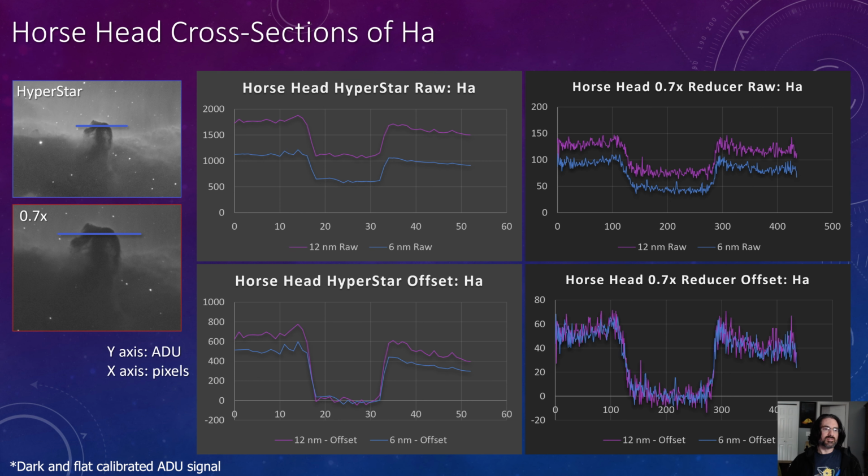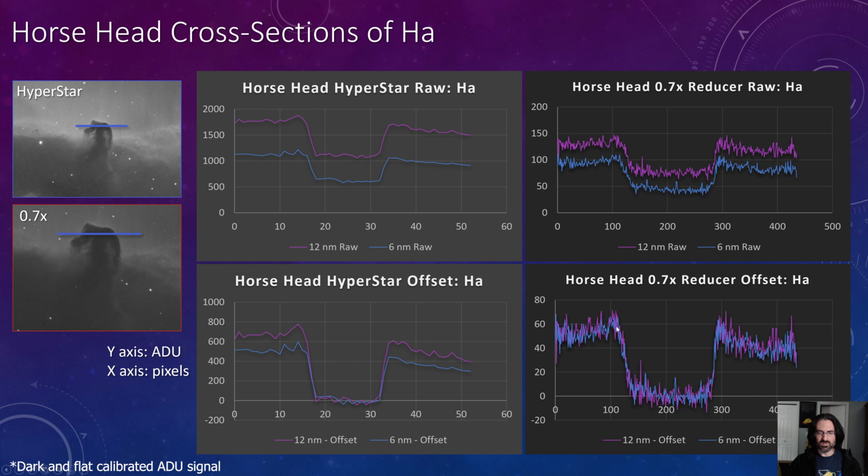Now, if I were to go to a different part of the image and do the same comparison, this time with the Horsehead Nebula, looking at a bright region of H-alpha, dark spot of the Horsehead, and back to bright region of the hydrogen alpha, we can go through the same process. 12 nanometer signal is greater than the 6 nanometer, subtract out the background. And again, our 12 nanometer data was greater than the 6 nanometer with the HyperStar, but we saw these same signal intensities out of the 0.7 reducer.